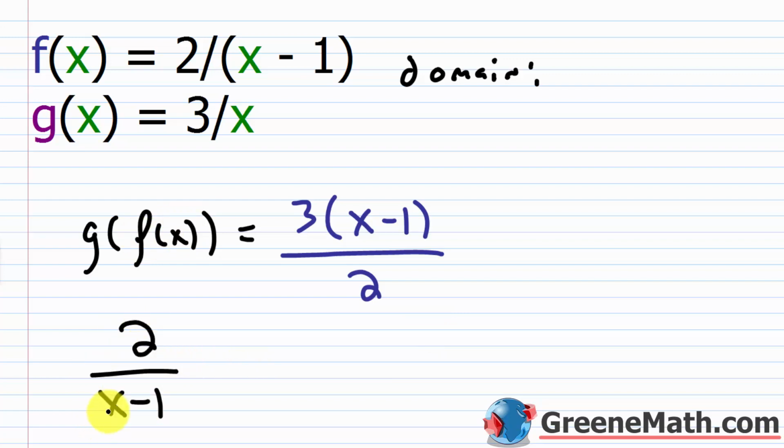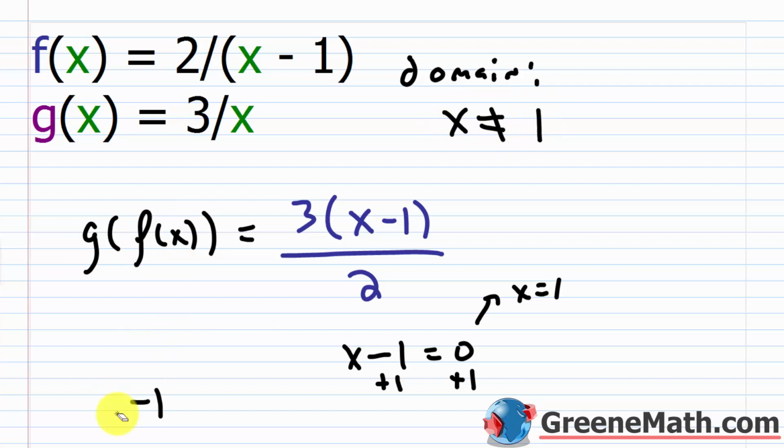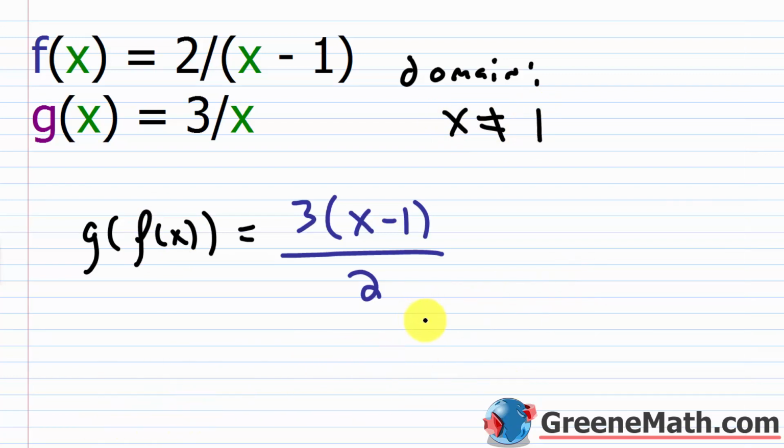If we set x minus 1 equal to 0 and solve it, we would get that x equals 1. So we know that 1 is restricted from the domain of this inside function. So x can't be 1. Now, in the new function that we've created, are there any restrictions on x? Even if I multiply this out and say it's 3x minus 3, no, right?